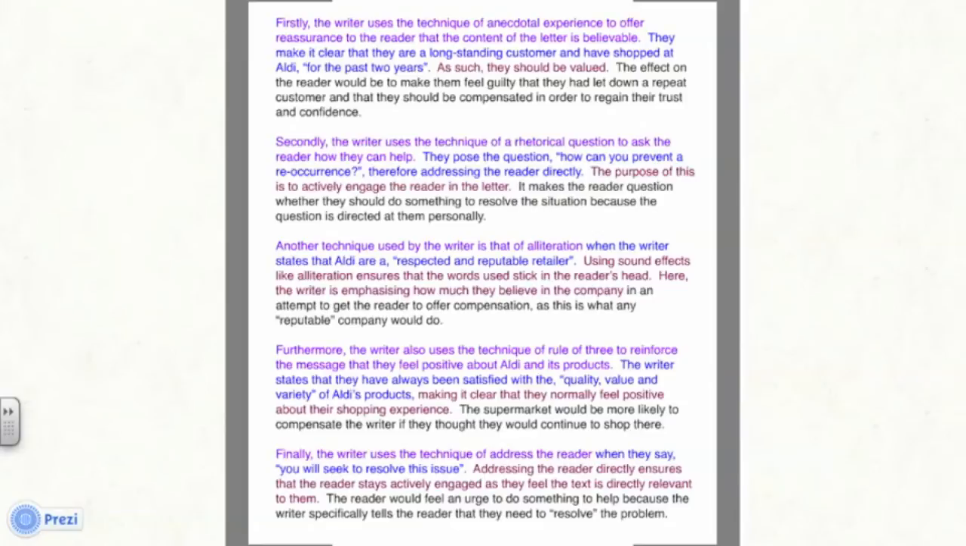The purpose of this is to actively engage the reader in the letter. It makes the reader question whether they should do something to resolve the situation because the question is directed at them personally.